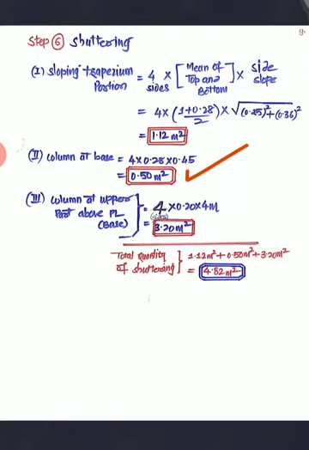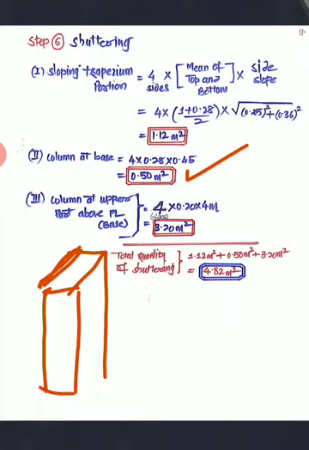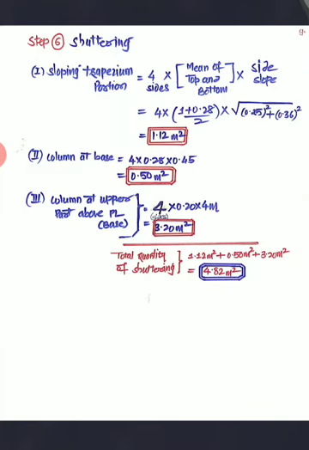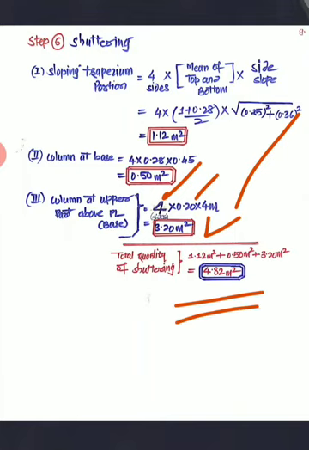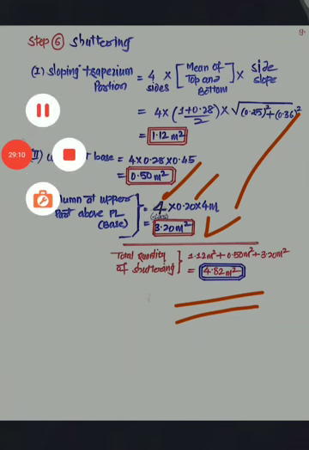Then column, it is very simple. That column is having a size of 20 centimeter by 20 centimeter and height of 4 meter, right? So 4 sides into 0.2 into 4 meter, it is going to be 3.20. So if you add all those things, you will be getting 4.82 meters square. This is the total shuttering quantity.